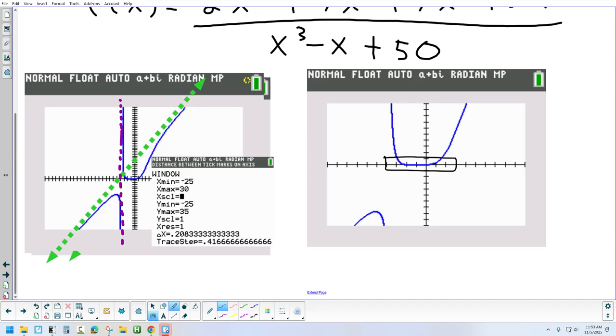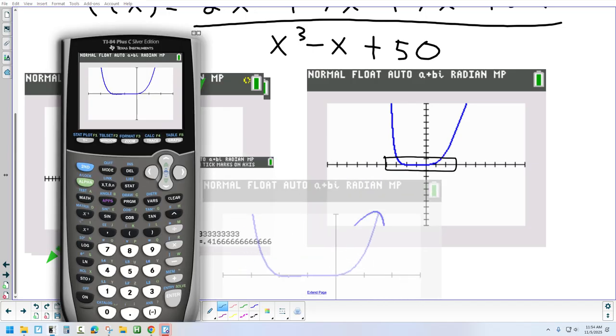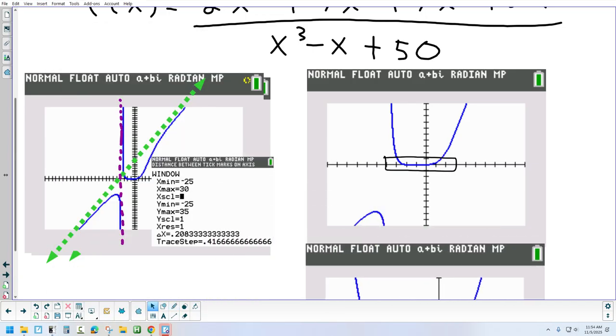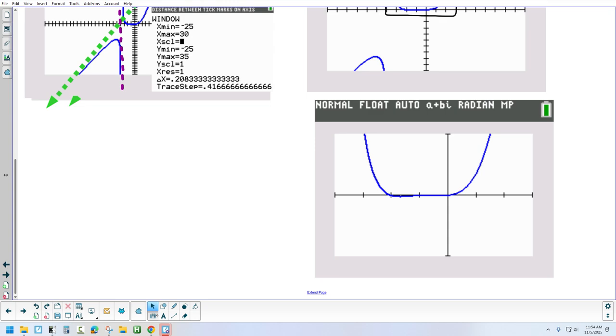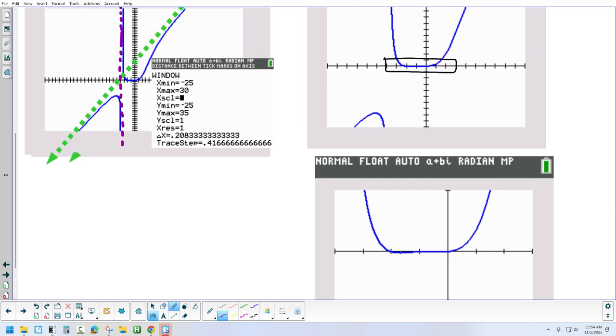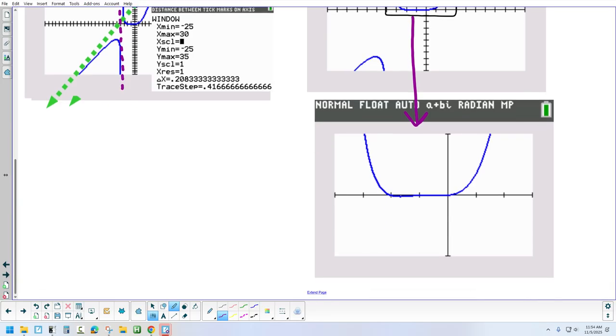Okay, so let's take this, put that there. And now we took this and blew that up to be the whole thing. What do you think we still need to do? Yeah, I think we need to zoom in even more. So now let's make the whole screen just that. Let's zoom into that area.